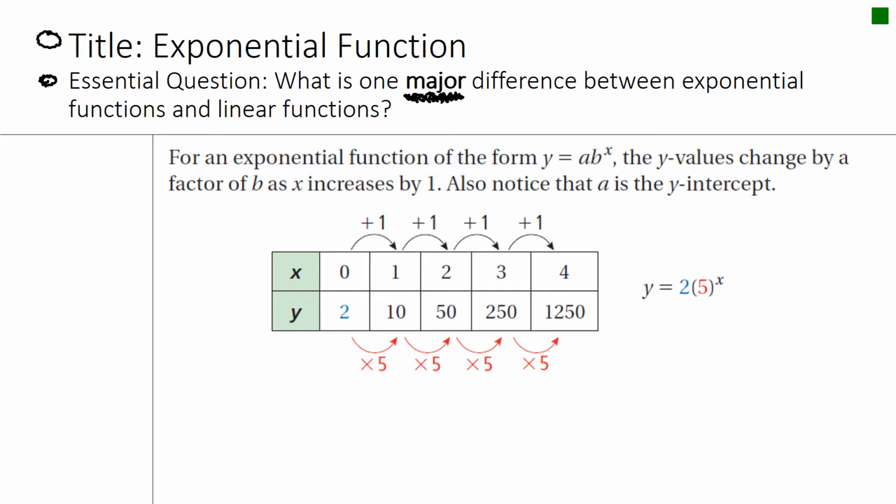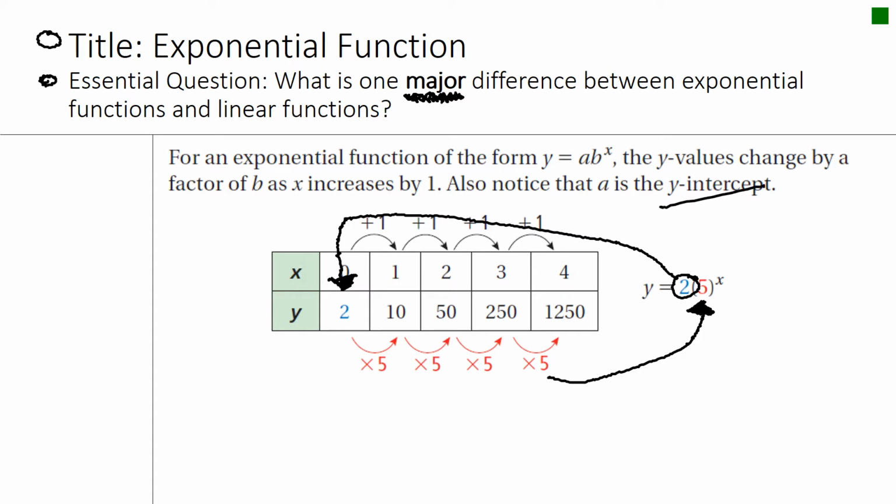From this table, we can see where we're getting our numbers for what I like to call the skeleton equation, that outline equation. The base 5, because it's multiplied by 5 each time, goes right next to that exponent of x. And the 2 comes from where x is 0: what is your output? That's your y-intercept. The y-intercept is where we're getting this 2 from.